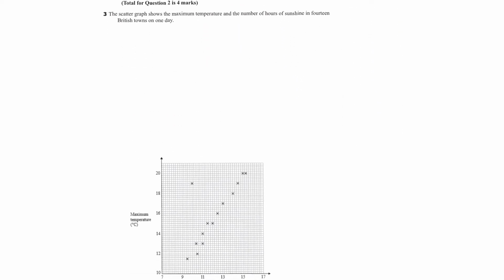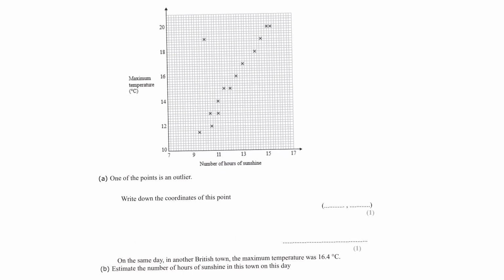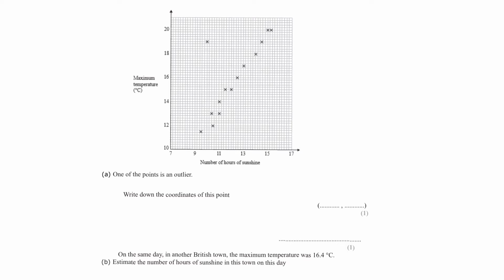Okay, so moving on to question 3. It says that question 3 is a scatter graph that shows the maximum temperature and the number of hours of sunshine in 14 British towns on one day. So I'm just going to go more into the graph. So this is the graph. Each cross is just representing one town's temperature and the number of hours of sunshine for that town.